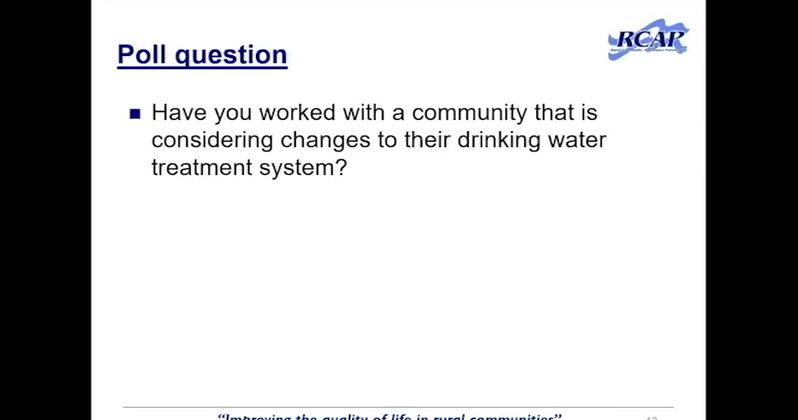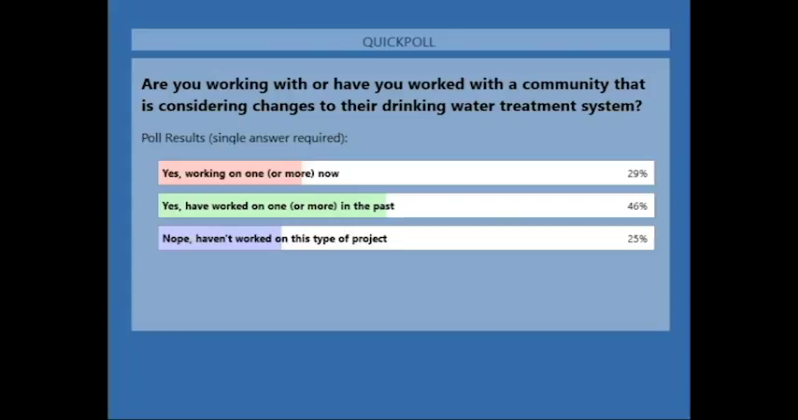All right, so 29% of you voted. Go ahead and give the results. 29% of you voted yes, working on one or more now. 46% voted yes, have worked on one or more in the past, and 25% of you voted no. All right, that's good. So this should be useful. Let's hope so. Now you can see those results on the screen. That's pretty cool.